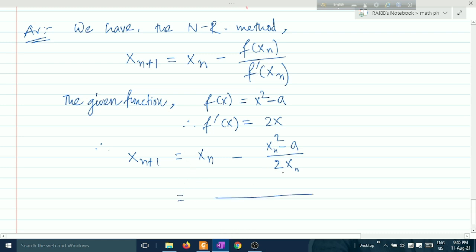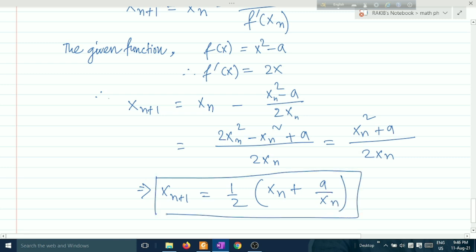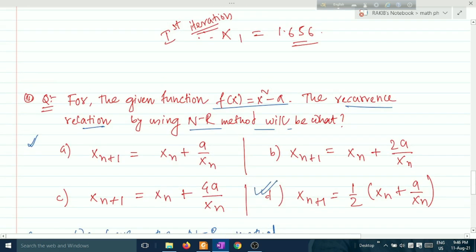You can do a cross multiplication. This means 2xn will be the LCM, giving 2xn squared minus xn squared plus a, I think that is correct. This becomes xn squared plus a by 2xn. So xn plus 1 equals 1 by 2 times xn plus a by xn. This is the answer. Which one is the option? This is option D.